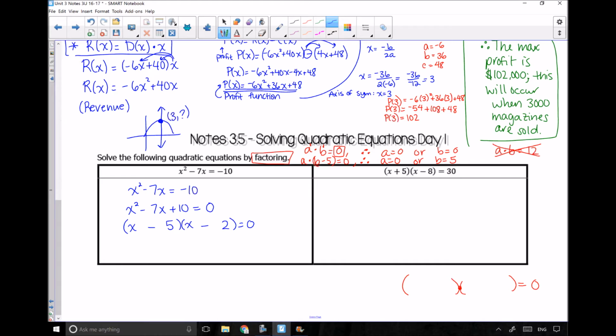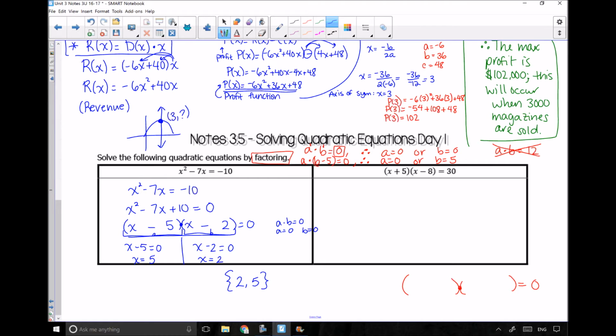So now that I've done that, I have two things multiplied together to equal 0. Therefore, just like we said that A times B equals 0, so either A equals 0 or B equals 0, this whole piece right here is like A, and this whole piece right here is like B, and I can say that either x minus 5 equals 0 or x minus 2 equals 0. Well, if x minus 5 equals 0, then x equals 5, and if x minus 2 equals 0, then x equals 2. Therefore, my solution for x has to be either 2 or 5.